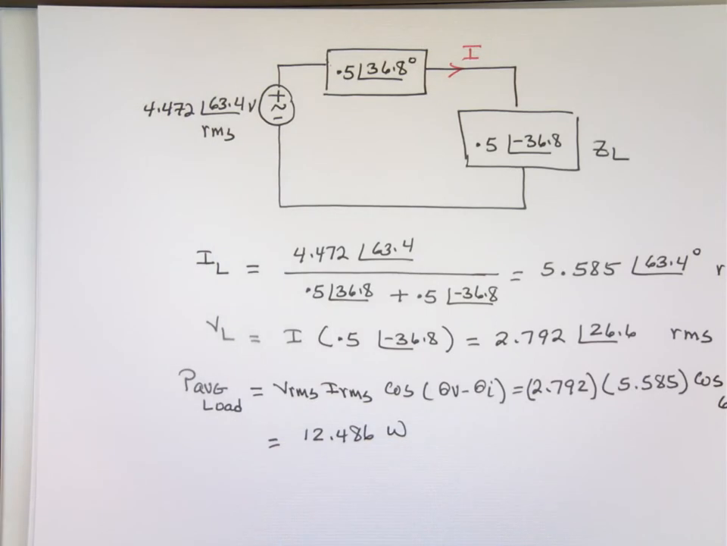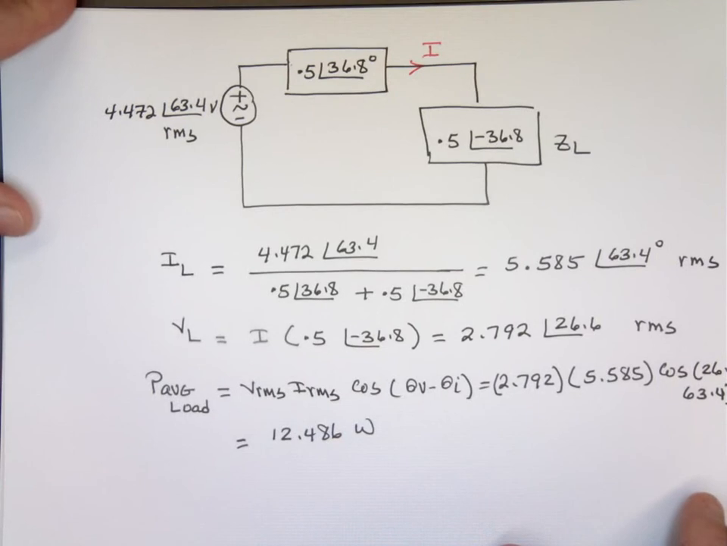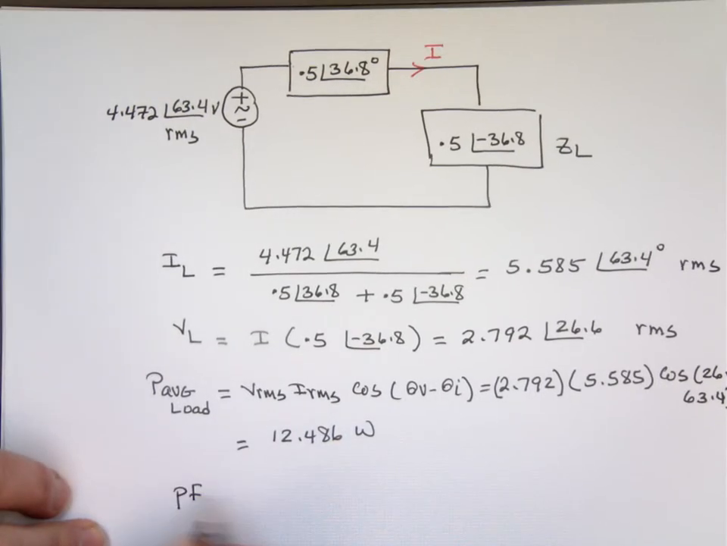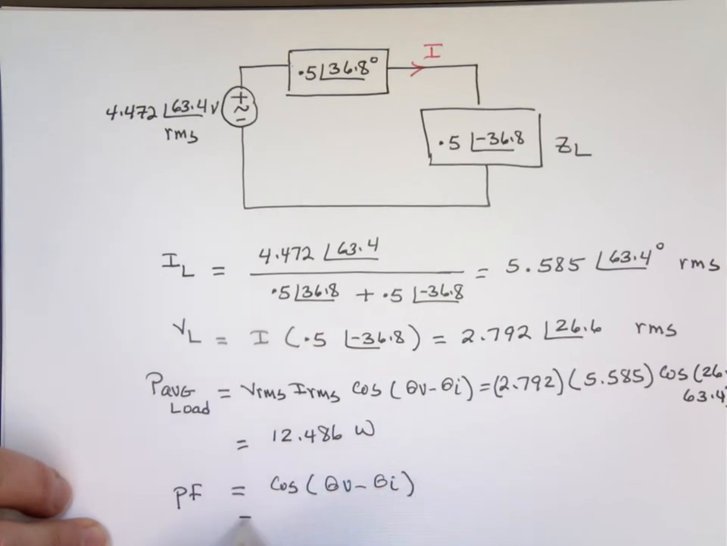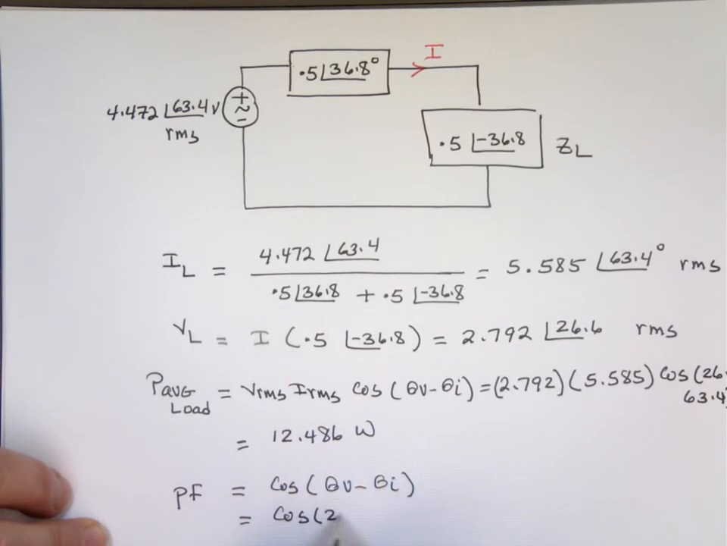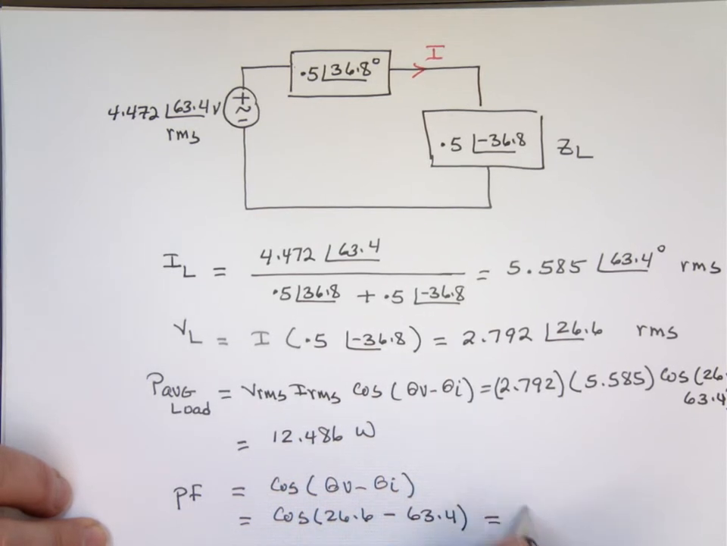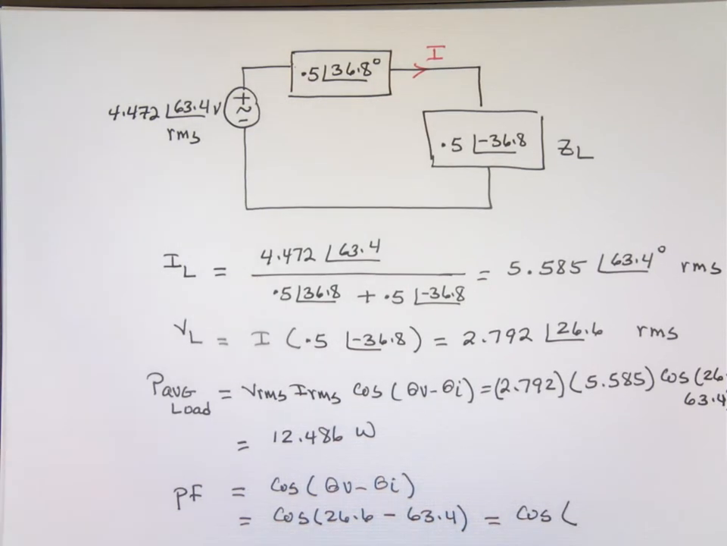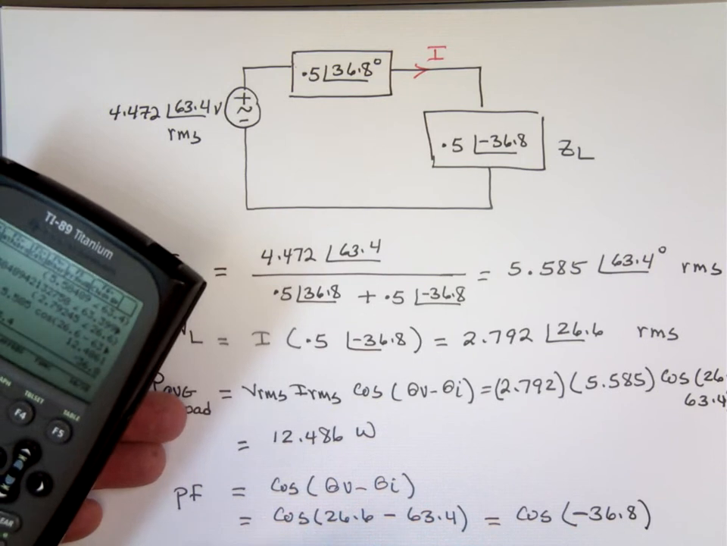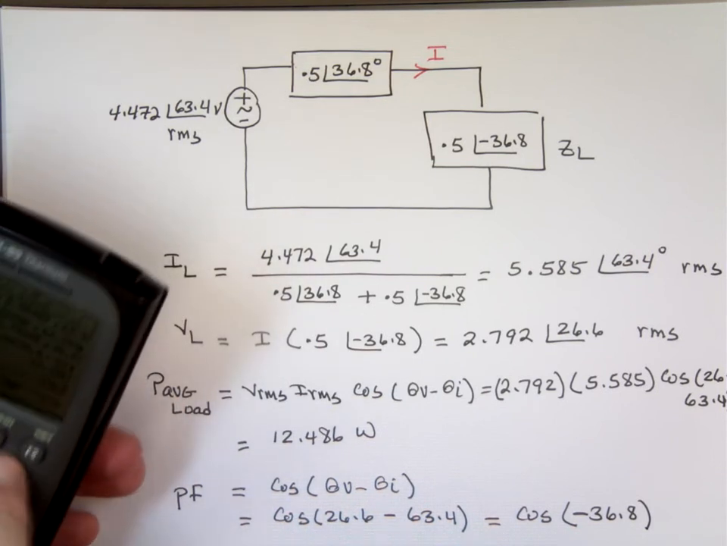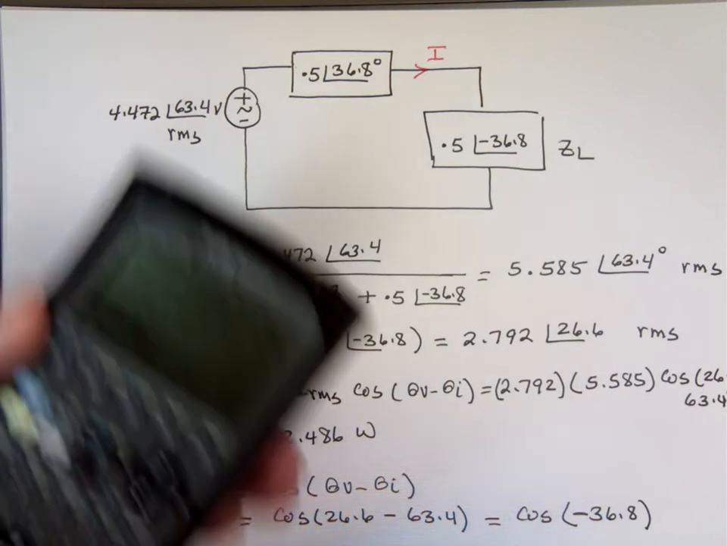And the last question, what is the power factor? Power factor is cosine of theta V minus theta I. What's theta V? 26.6 minus what's theta I? That's equal to cosine of what? 26.6 minus 63.4, I'm doing an extra step intentionally, negative 36.8. So what's the cosine of that? I got 0.801. Why did I do the last step here?